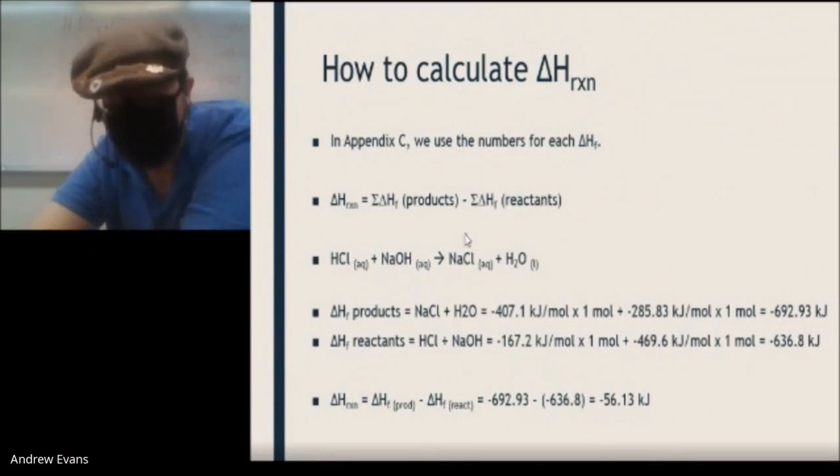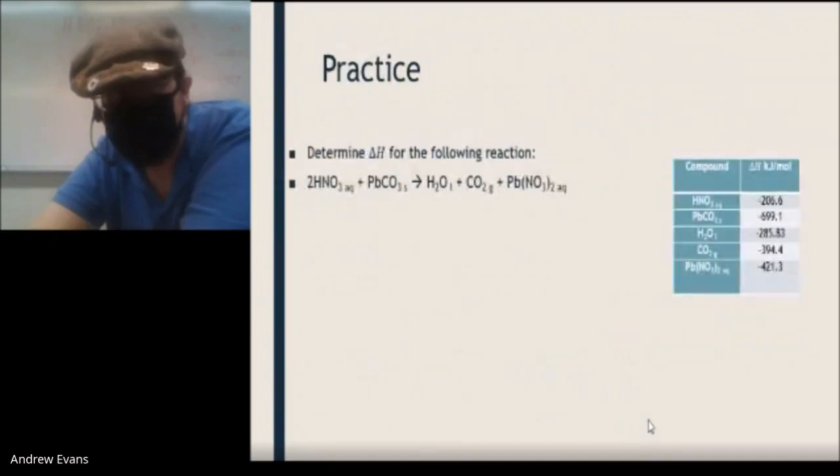If I did 2 moles of HCl, 2 moles of base, I would get double that. But with this given reaction, in a given problem you would have a table like this. There may be more values than you need. Make sure you exactly match the value with what you're using, and you match the state.